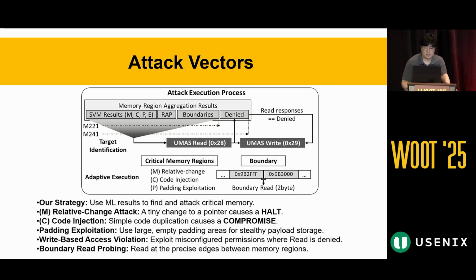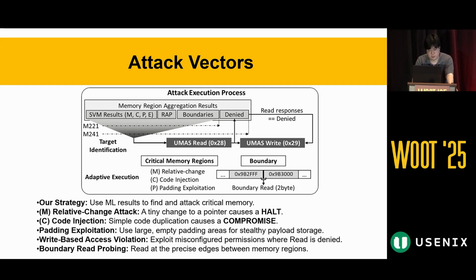And attacking the memory is kind of straightforward. In case the model found critical metadata, like a pointer, we just change it by a single byte, which hopefully immediately crashes the PLC. For code regions, we copy adjacent instruction sets or non-executable structures and insert them into the code region, which was enough to corrupt the device's logic.